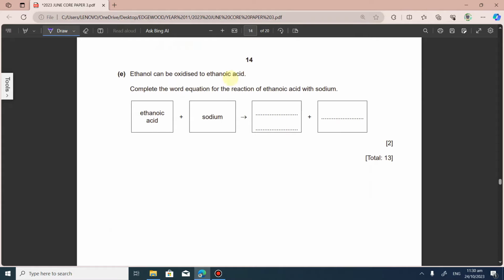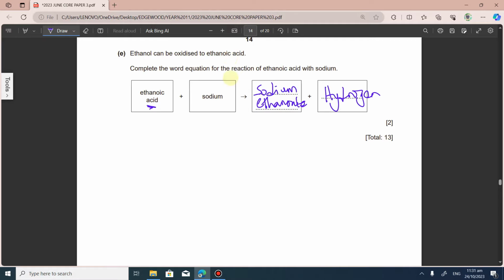Ethanol can be oxidized to ethanoic acid. Complete the word equation for the reaction of ethanoic acid with sodium. Now, this is a reaction of metals with acids. So what happens is we have sodium ethanoate as the first product, and then we have hydrogen given off as the gas. So this is more of a displacement reaction as well.